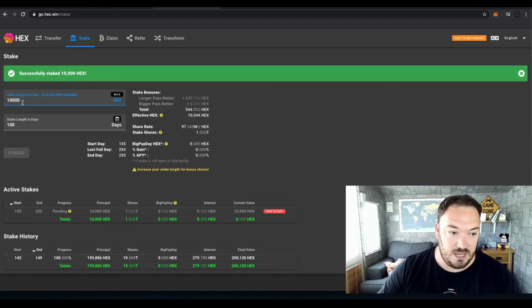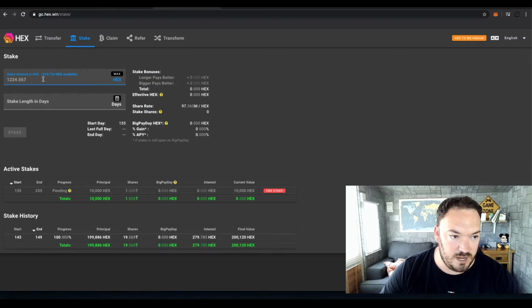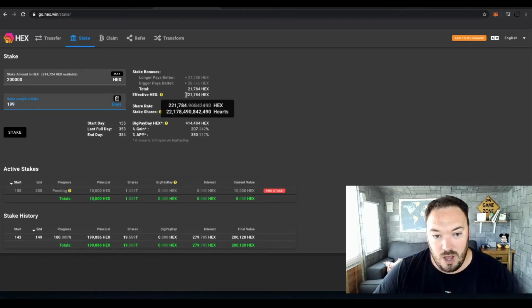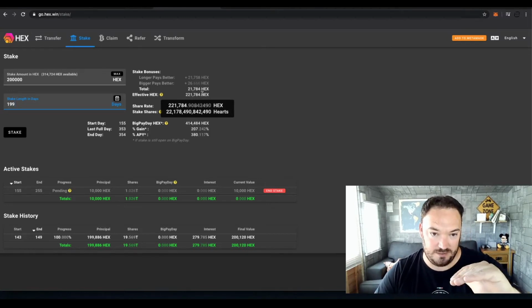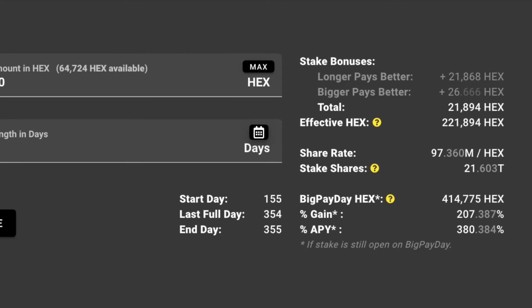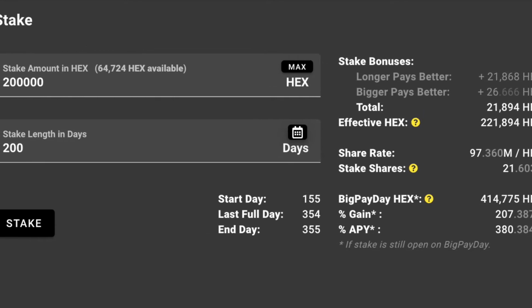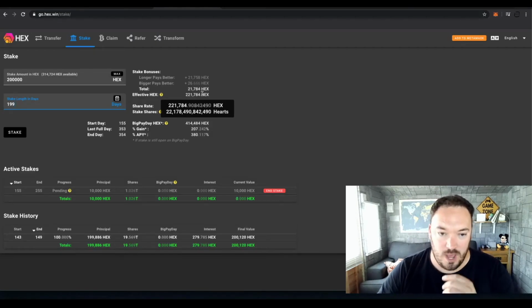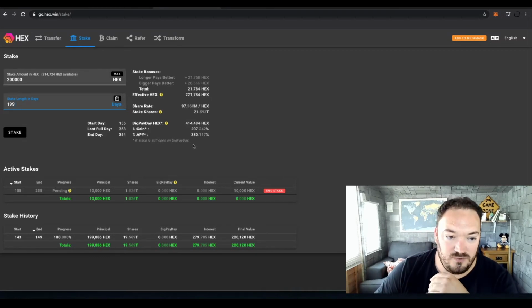So say I now have 314, and let's say I want to stake 200,000 Hex. This is the effective Hex that I will generate. Obviously I haven't put in the number of days yet. The days until the big payday, I believe, is 198. Now, it says here that I will generate 21,784 Hex. So that's that done. And that side of Hex, I believe, is going to stay the same even after the first year. So this will always be the platform of Hex and how you generate more Hex. But this bit here, I believe, only applies to the first year.